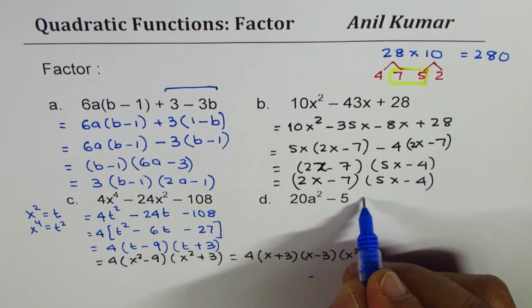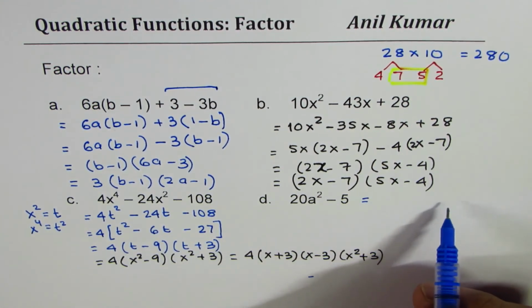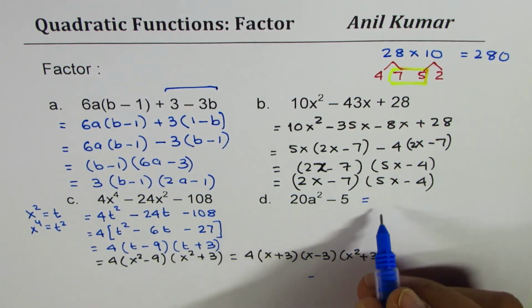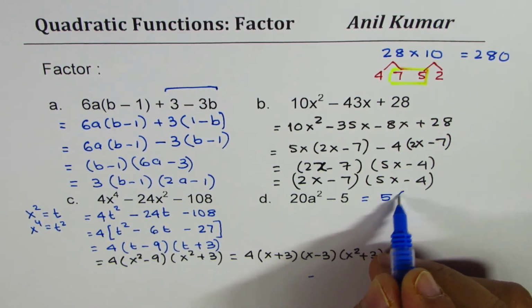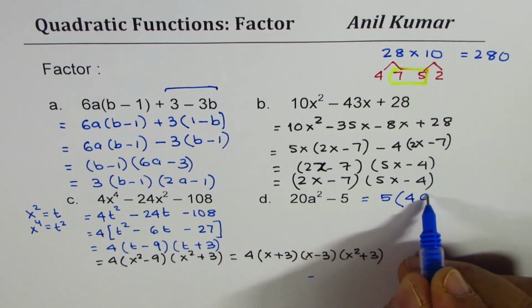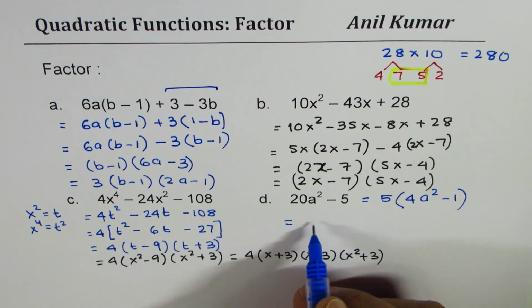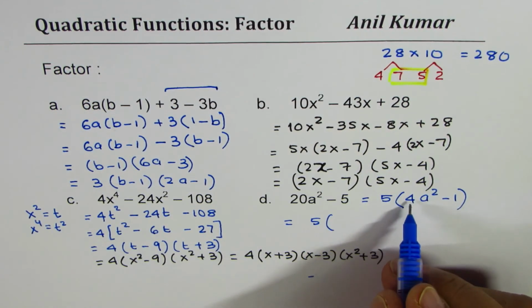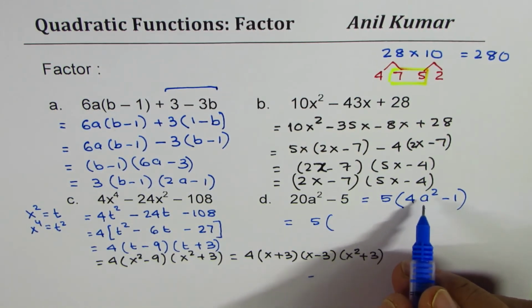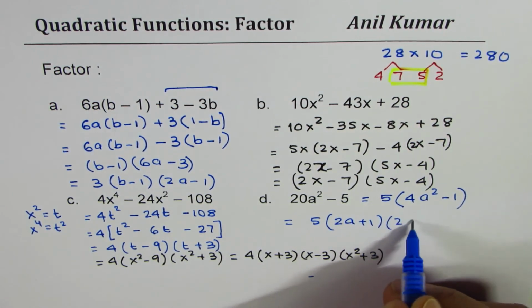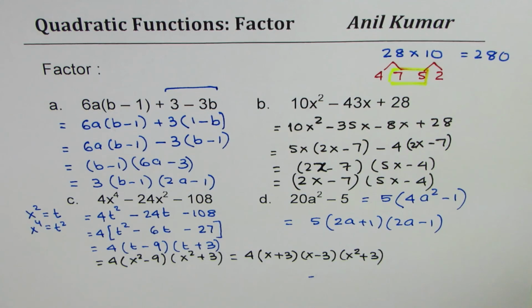D. So I'll begin by using this space here. Here 5 can be taken out, so that's a critical step. Once I take 5 out, I get 4a squared minus 1, and now it's easy, right? You could factor this as 5 times, 4a squared is (2a) whole squared. So we could write this as 5 times (2a plus 1) times (2a minus 1), right?